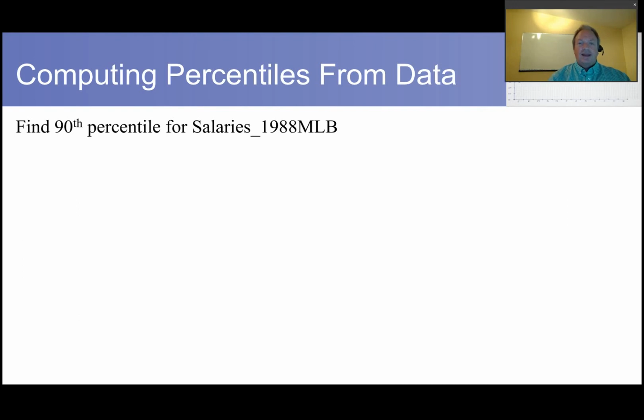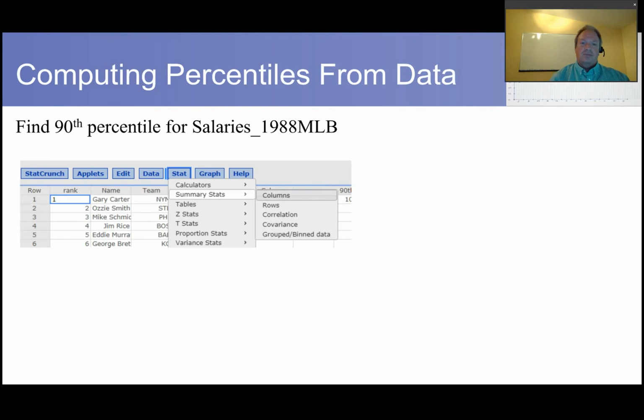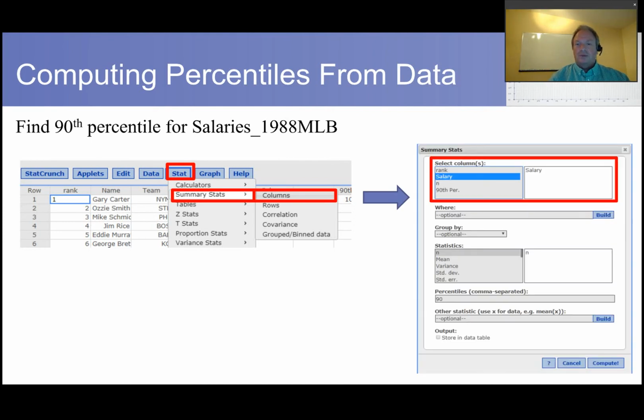If you go ahead and open up the data set on the Major League Baseball salaries, we're going to compute the 90th percentile in that data set. We're going to do that by using summary stats, and it's going to be set up the same way that we did when we computed the mean and the median and those summary statistics. We'll go to Stat, Summary Stat, Columns. It'll bring up that same window. Again, you're going to click on the variable that you want to analyze, which is salary.